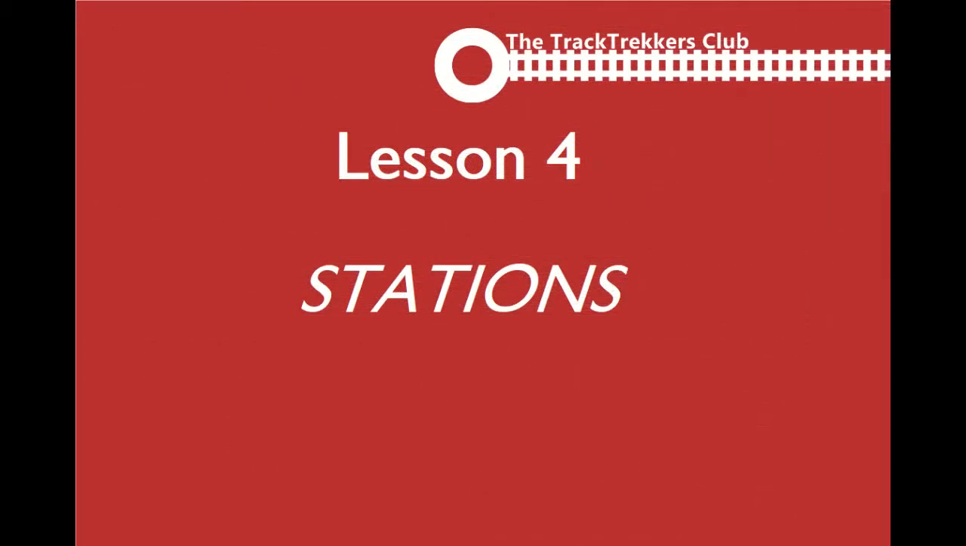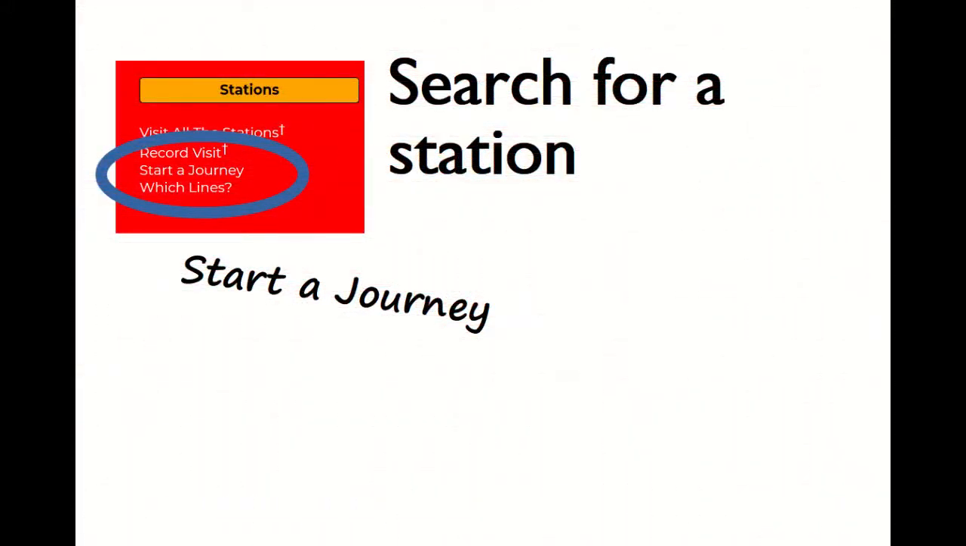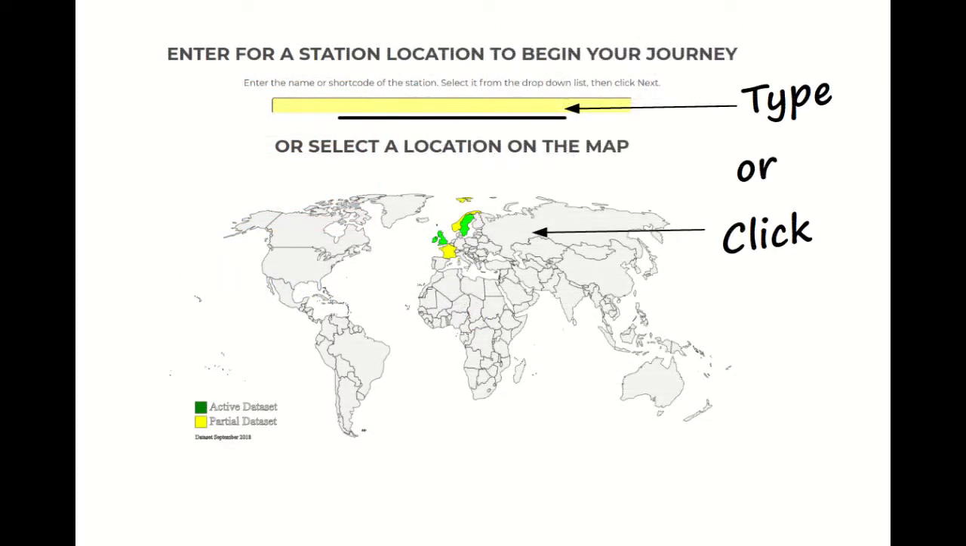When looking at the stations, if you want to start a journey at a station, you go on the stations, there's a few options on there, start a journey, and you can type the name of the station, and it'll filter it by the region that you select, or you can click on the map, and this is an example map showing you what we've got data set up at the moment.